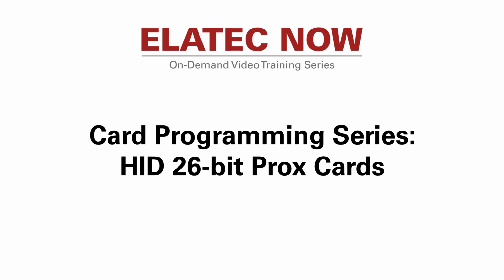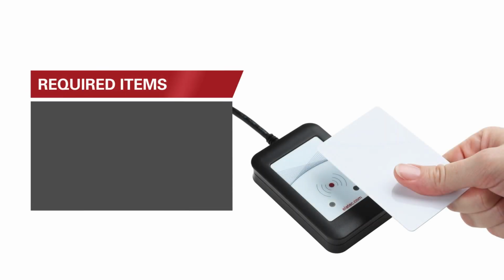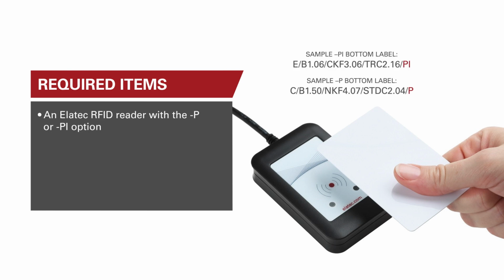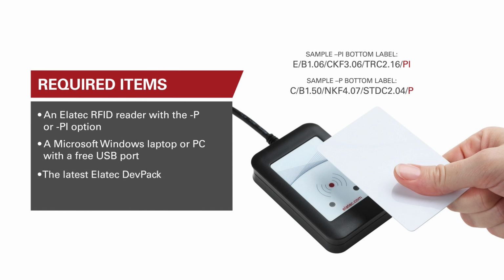In this video, we will demonstrate how to use the App Blaster utility to program an Elatec TWN4 card reader. The required items to follow this training will be an Elatec RFID reader with the -P or -PI option, a Microsoft Windows laptop or PC with a free USB port, the latest Elatec dev pack which can be downloaded at the Elatec website. Please see the link below in the video description. A 26-bit HID RFID card.